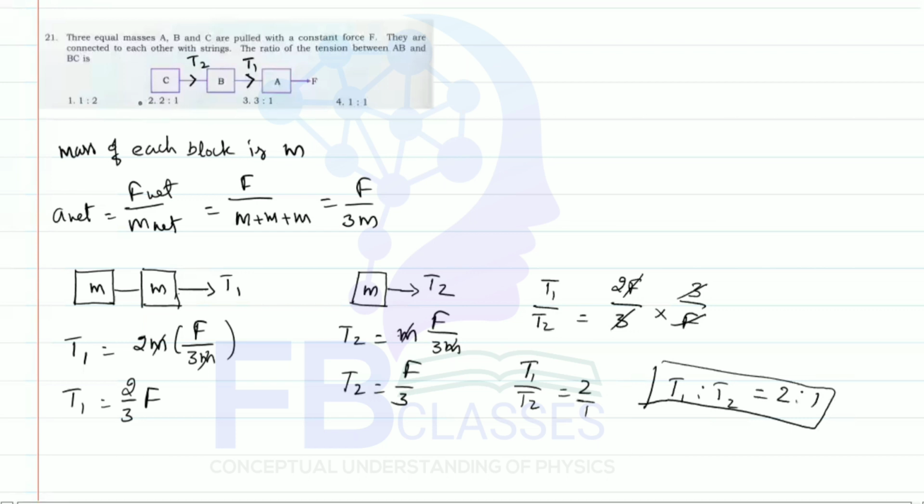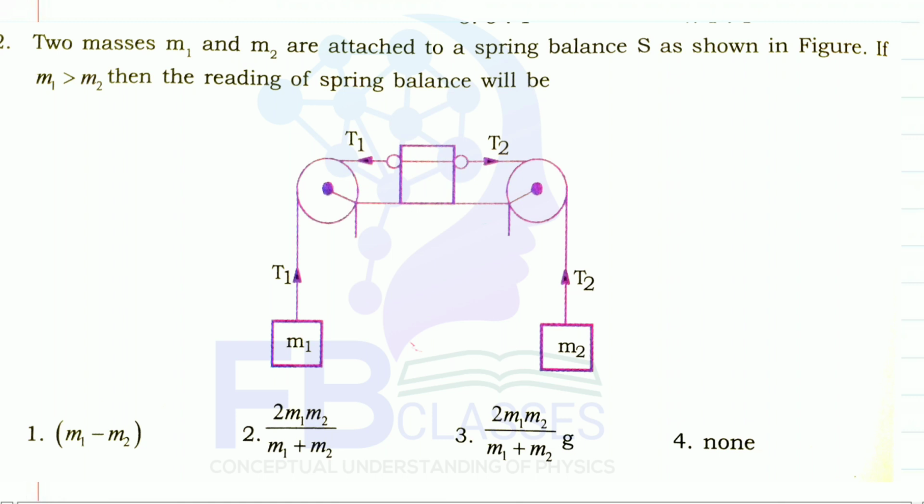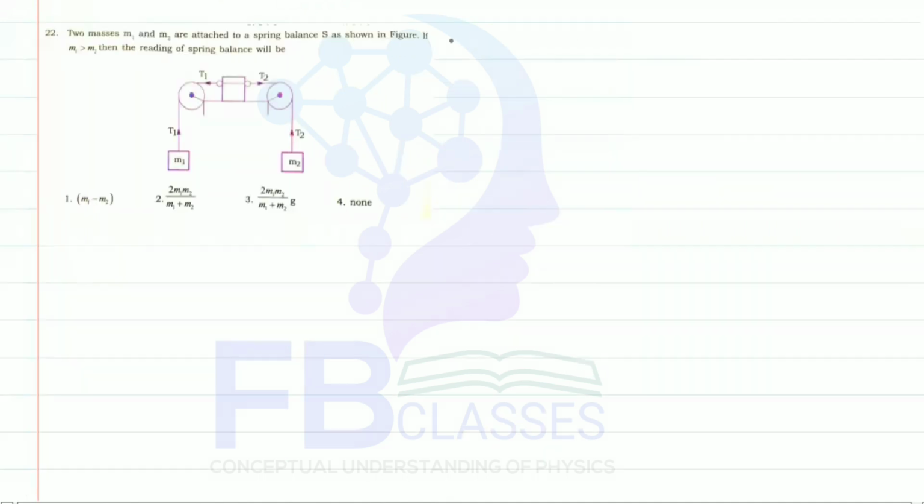So the second option is the correct option. Hope you understand. My dear students, I am going to read the question. Two masses M1 and M2 are attached to the spring balance S as shown in the figure. If M1 is greater than M2, then the reading of the spring balance will be. Okay, we have to find out the reading of the spring balance.